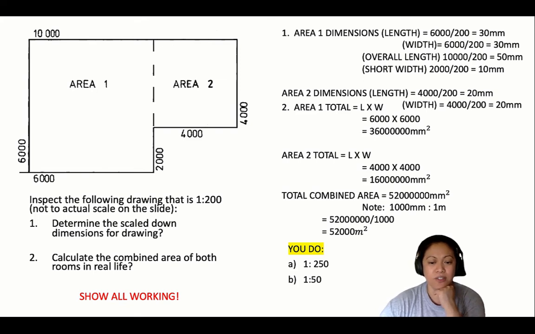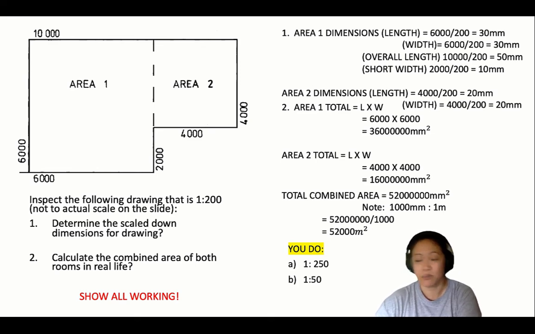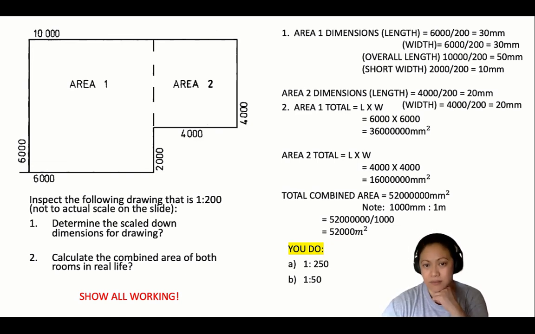So I want you guys to do 1:250 and 1:50, and hopefully this should take you a good couple of minutes. So pause this, set a timer for 5 minutes, just to give you a little bit of time so you can look at this in terms of the way it's all set out. I want you to show working out as best as you can because that's what the exam is going to be asking for. So pause this right now, set that timer, 5 minutes.